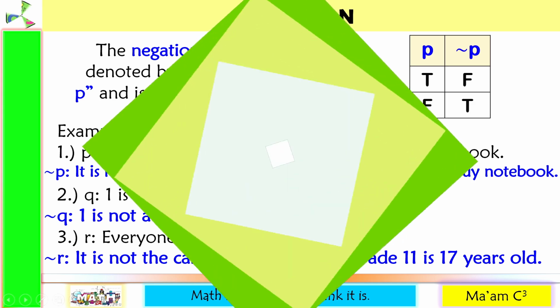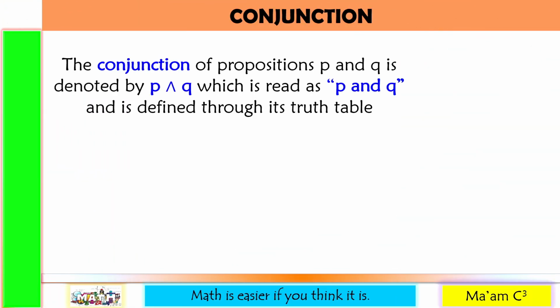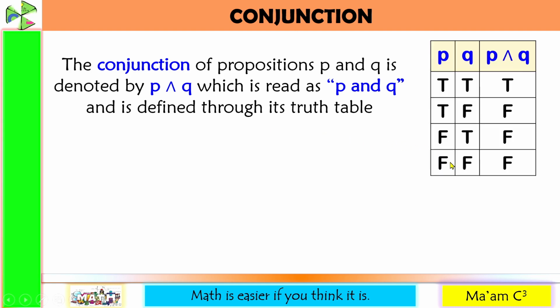The next one is conjunction. The conjunction of propositions P and Q is denoted by this symbol, and this is read as P and Q, and is defined through its truth table. Here is the truth table. So we have here propositions P, Q, and then P and Q. If the truth value of the proposition P is true, and the truth value of the proposition Q is also true, then P and Q is true.